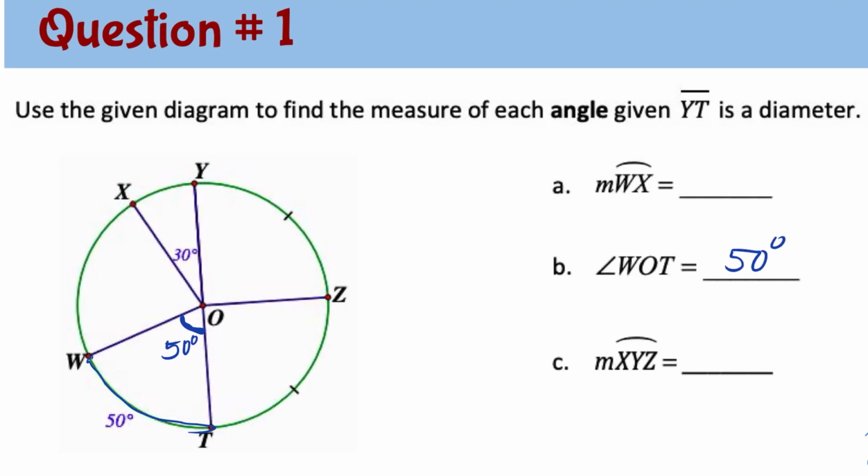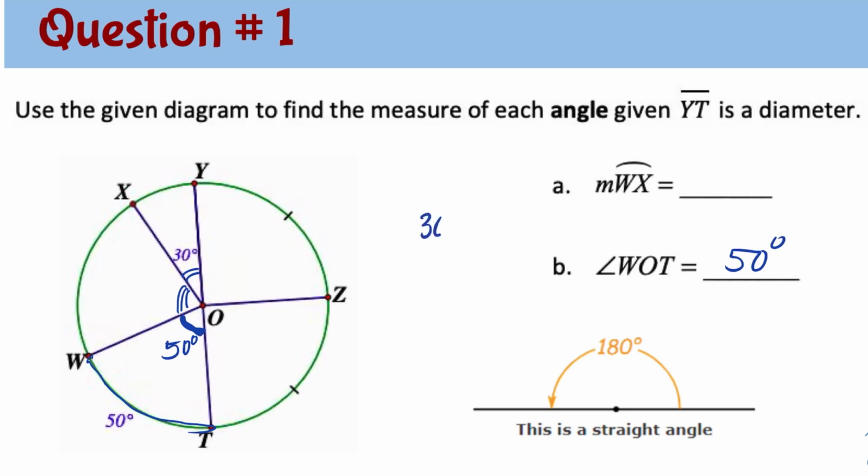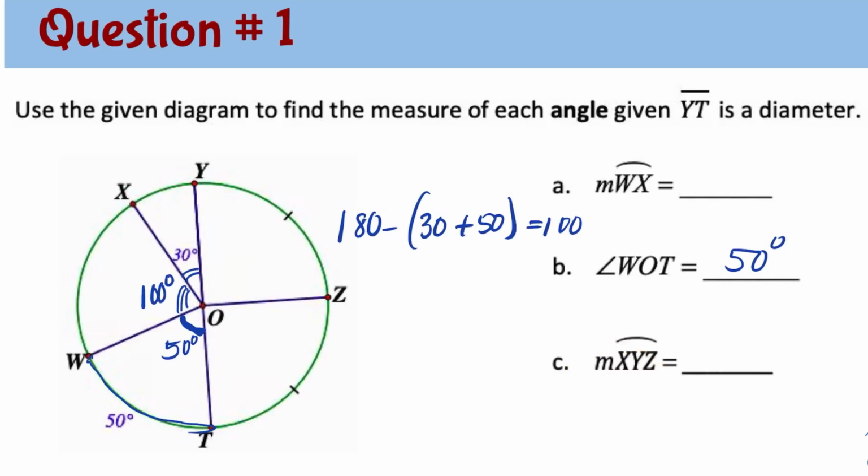Now, if this angle is 50 degrees, you have here 30 degrees, then what's the measurement of this angle WOX? Since YT is a diameter, we can add 30 and 50 and then subtract it from 180 to get the measurement of angle WOX. So this is 180 minus 80, which is 100 degrees. And it follows that the measurement of arc WX is also 100 degrees, which is the answer for letter A.